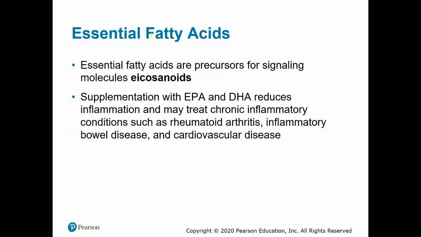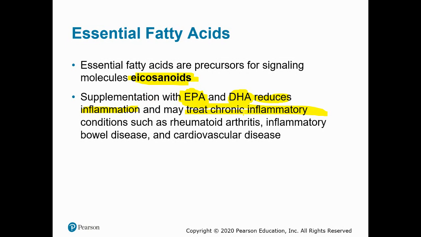A little review of our essential fatty acids. So you might remember in the lipids chapter, essential fatty acids are linoleic acid and alpha-linolenic acid. We metabolize these fatty acids into things called eicosanoids, which are basically signaling molecules. So remember, alpha-linolenic acid we convert to EPA and DHA, eicosapentaenoic and docosahexaenoic acids. And these are anti-inflammatory. Remember, these are omega-3s that reduce inflammation. So these can be really helpful in treating chronic inflammation.